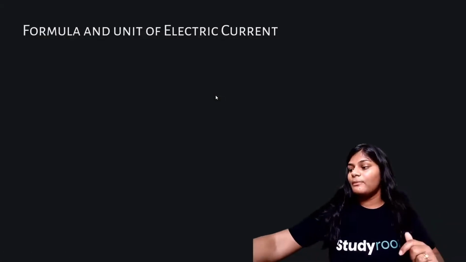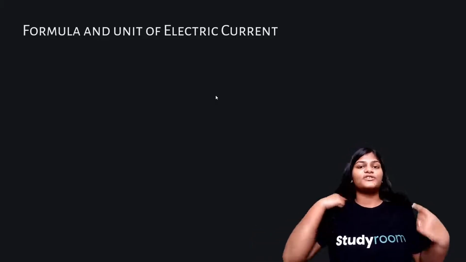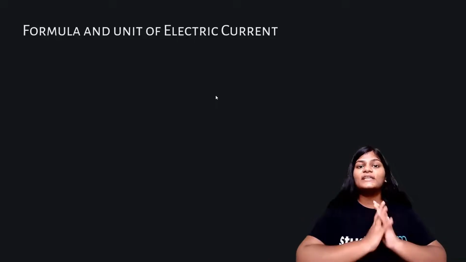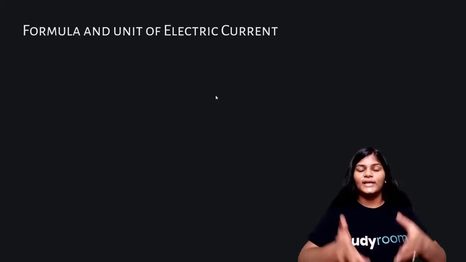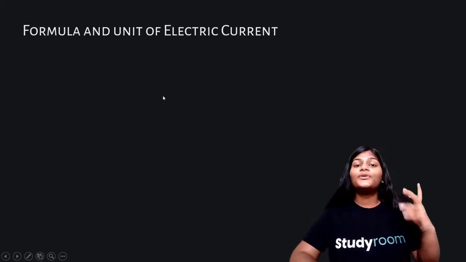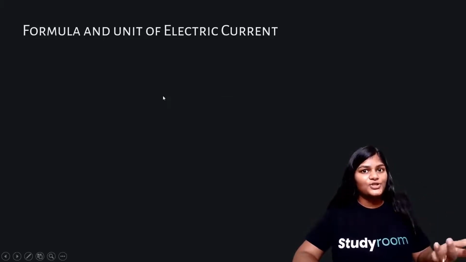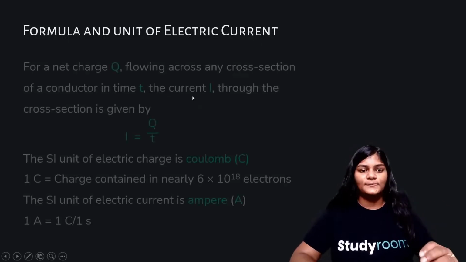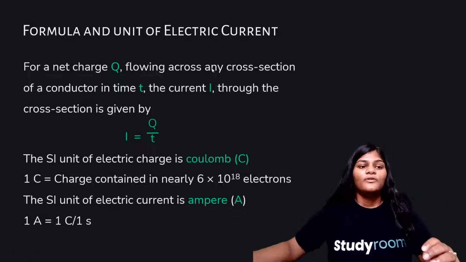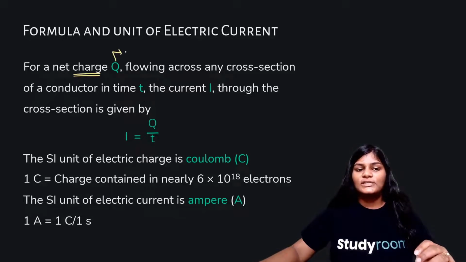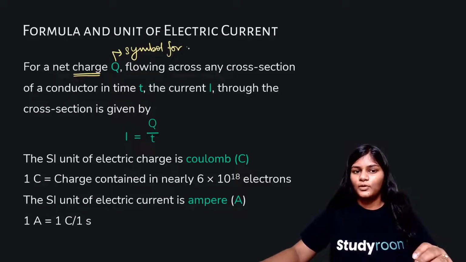So if you remember, we just did the definition of electric current. What is electric current? How is it defined? It is defined as the flow of electric charges in a particular area per unit time, right? So now we're going to use that exact definition to derive the formula of electric current. Now, for net charge, I just told you, the symbol for charge is Q.